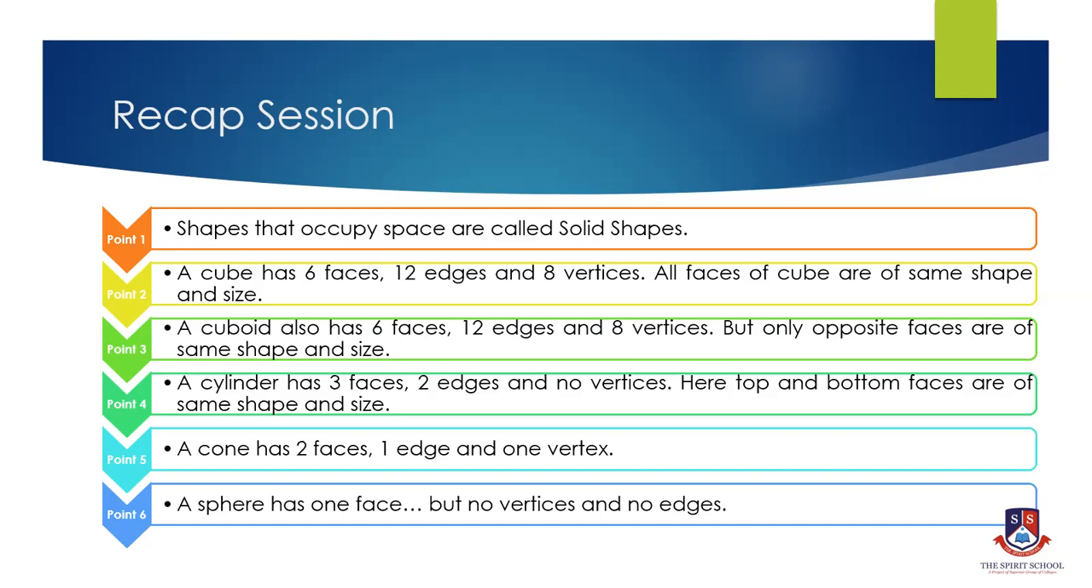Then we have seen that a cone has two faces and one edge and no vertices, right? Sorry, one vertex. A cone is having two faces, one edge, and one vertex. Then we have seen that a sphere has only one face and none of the vertices and edges. It does not have any of them. It only has one face, which is curved and circular.